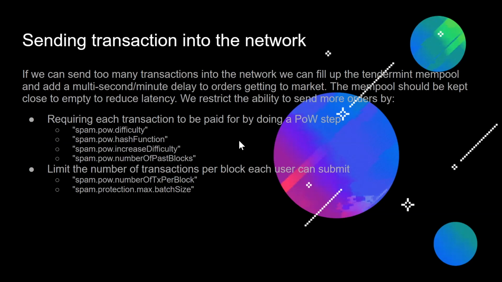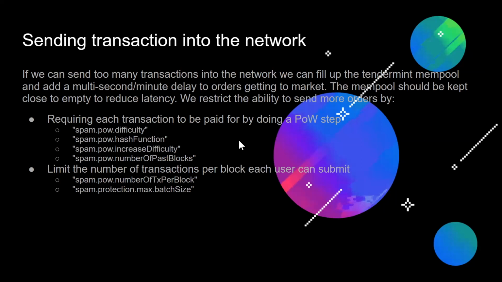So if I start with the first one, sending transactions into the network. If the user was able to send as many transactions as they wanted into the network, there's a chance they would fill up Tendermint's mempool. And that can lead to multiple issues. It means that new orders might get rejected because the mempool's full. It means that there's a delay from the time a new message gets onto the mempool before it actually gets turned into a block and passed to the system. So ideally, we want the mempool to stay as close to empty as possible so that we get the minimum latency for new orders coming in.